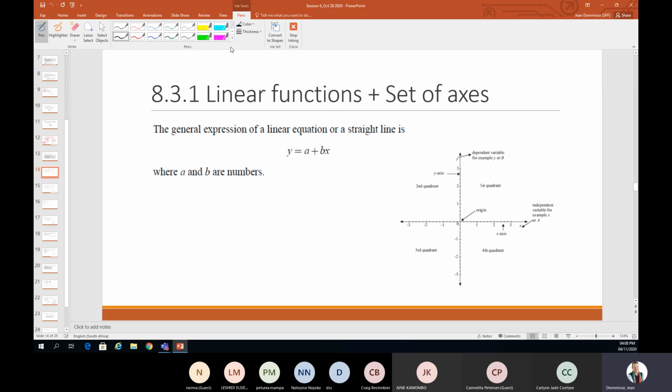Okay, so from the straight line, basically we get y is equal to a plus bx, where b is the slope. Sometimes that equation can also look something like y equals mx plus c, where m then is the slope.